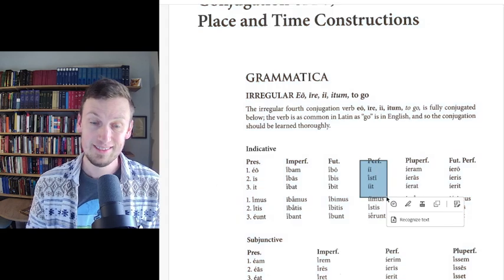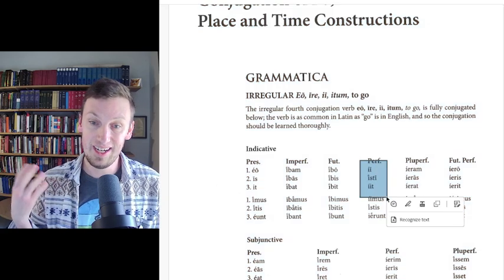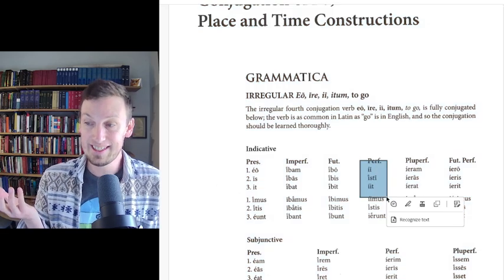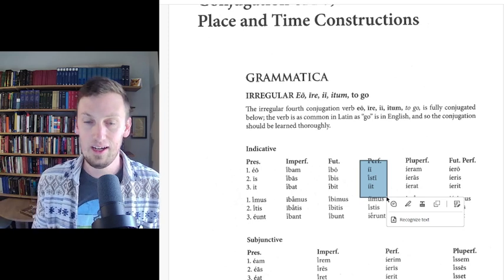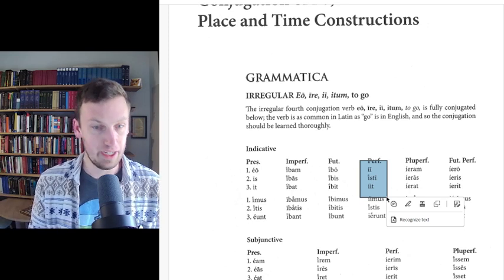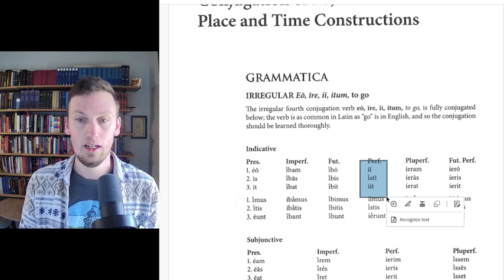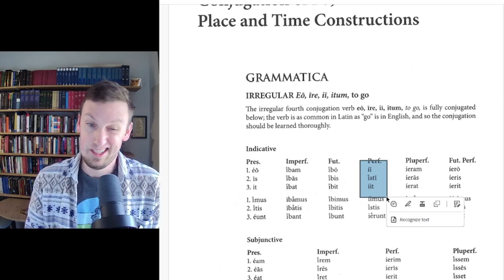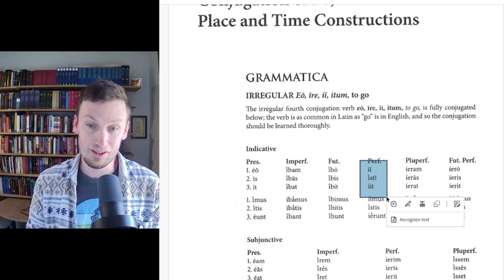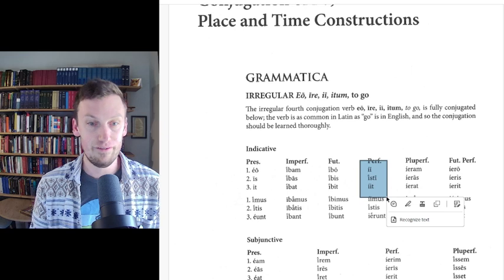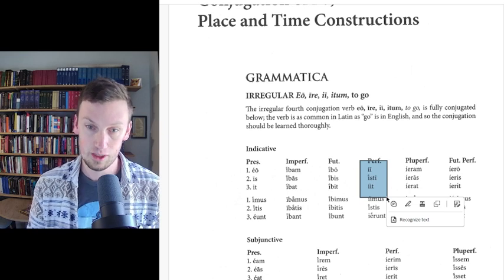Your perfect is like one of those without a v in it. Ii, isti, iit. Notice iit as opposed to it. This extra i. Not sure I can fully explain what's going on there, but it doesn't look like anything else. It looks like the perfect of a very truncated verb, eo.